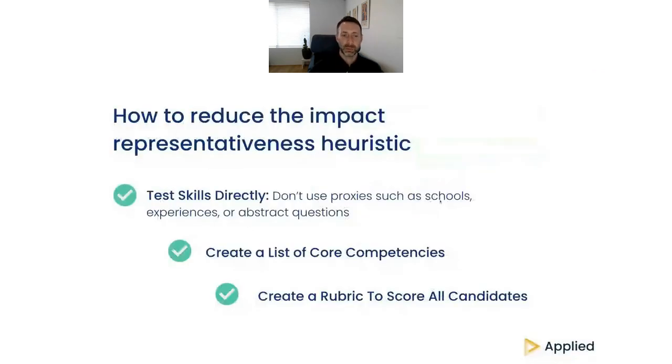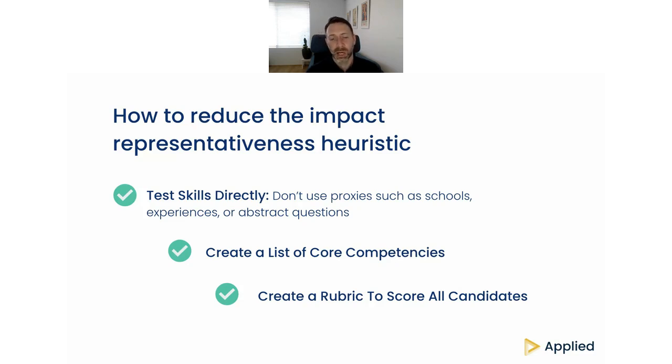So how do you reduce the impact? Again, you'll start to notice some common themes with the methods that we recommend. The first one is testing skills directly. So don't use proxies. In fact, it's much better to relax those proxies and say, you don't need to have a degree, for example, and to test those skills directly. So use things called work samples, use intro exercises, use interviews that use situational judgment type questions.